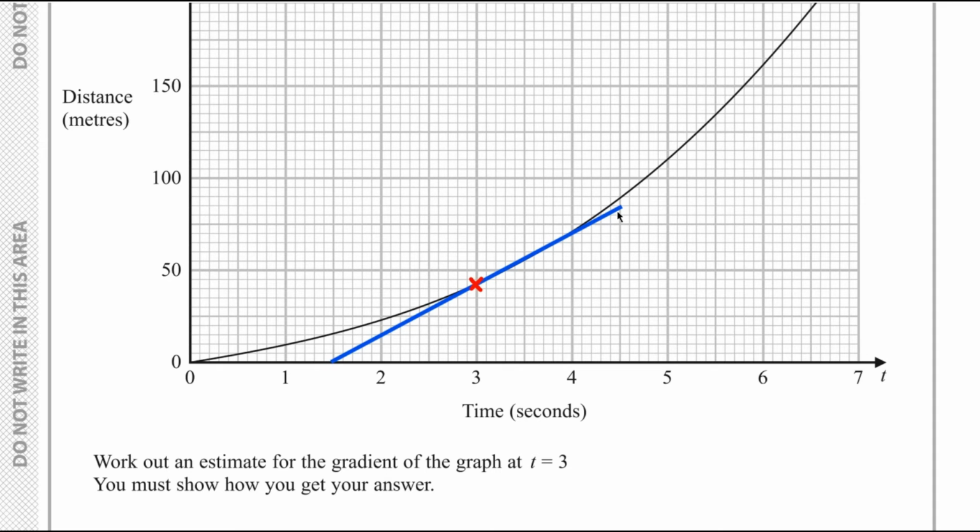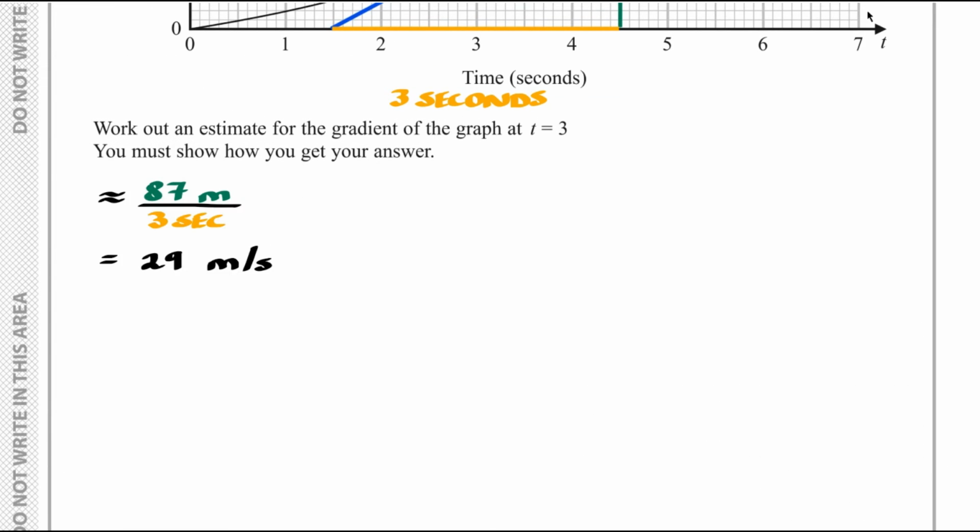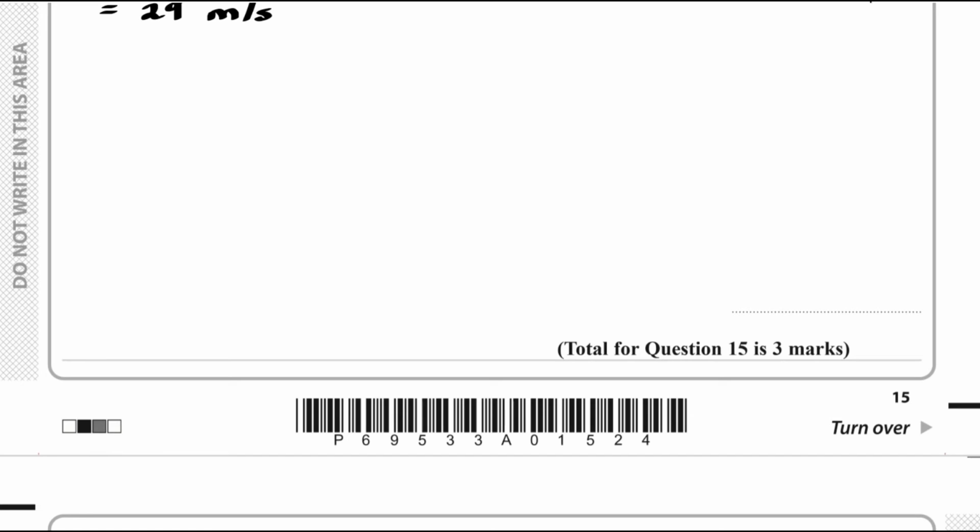So we need to find the gradient of this straight line. The change in y, that's given by 87 meters. The change in x, that's given by 3 seconds. So the gradient is given by 29.